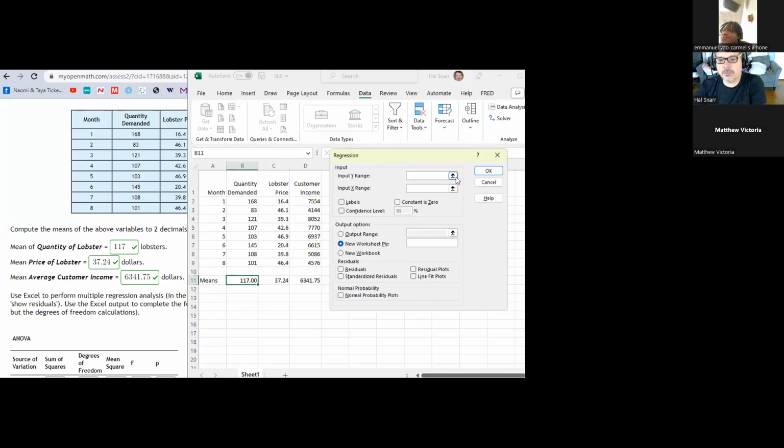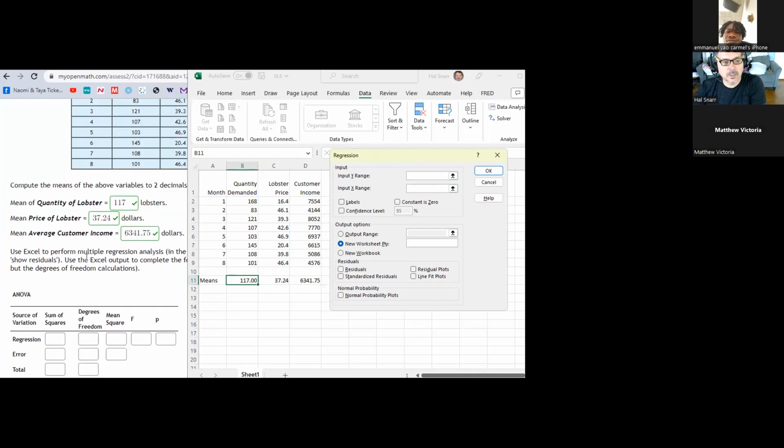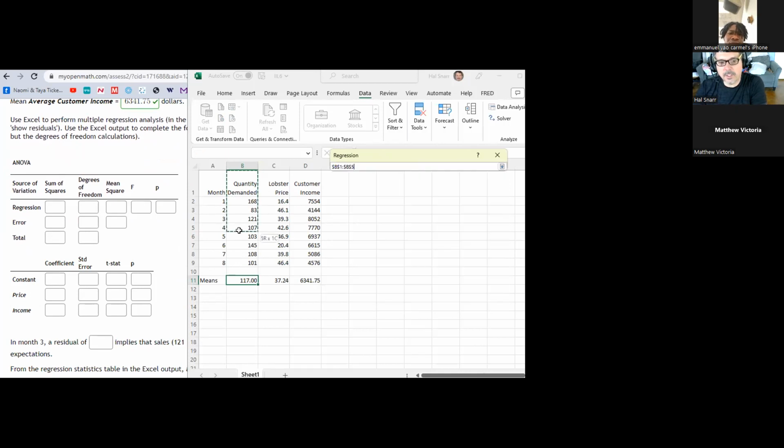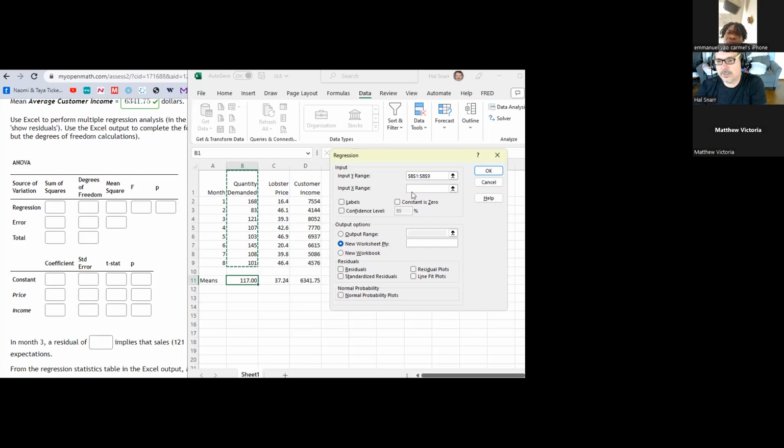The first thing we need to do is load the Y range. And if you come down here, you notice that price and income are in this table. So that means we're going to predict quantity demanded. So in the Y range, with the cursor blinking right here, you want to click and hold down your mouse button from B1 down to B9. Right. So B1 to B9.